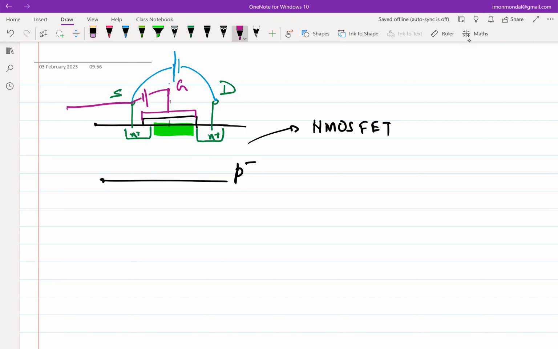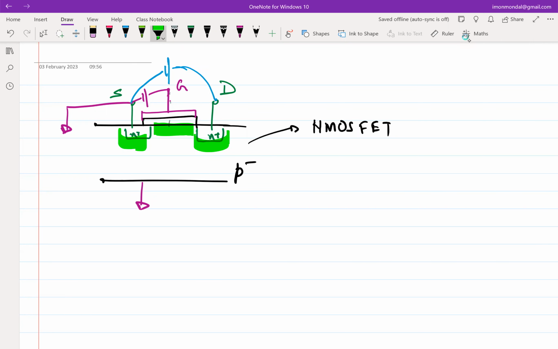And for this example, let's assume that the source is grounded. And let's also assume that the body is also grounded. The only constraint that body needs to satisfy is to ensure that the PN junctions that have formed because of this N plus P minus doping are reverse biased.